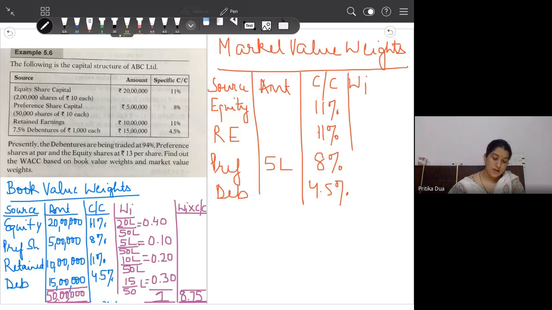Okay, so first we calculate the amount of debt, what is the market value of debt, which will be 0.94 into 15 lakh, which will be 14 lakh and 10,000. Okay, now what needs to be understood is how do we calculate the value of equity and retained earnings on the basis of market value weights. Now you are given that the equity shares are trading at rupees 13 per share.